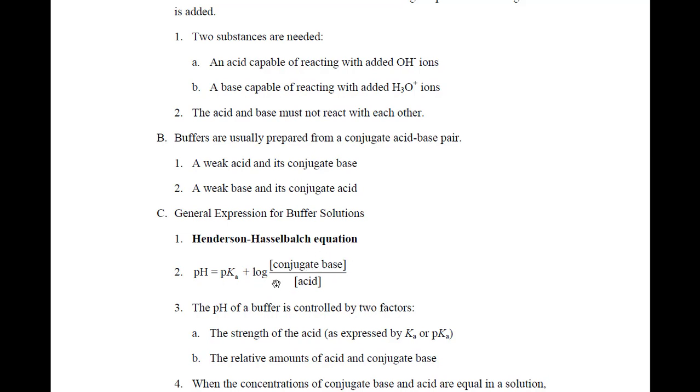This is just a modifier term that can either make the pH go up if there's more conjugate base than weak acid, or cause the pH to drop if there's more weak acid than conjugate base. So all we're doing is using this to manipulate the pH of a solution to make it whatever we need for the kinds of experiments we need.